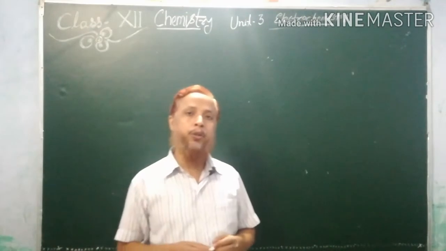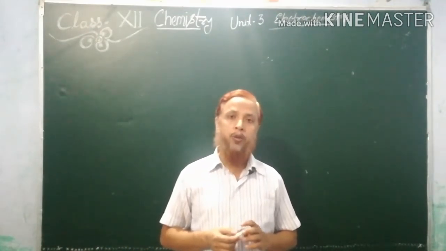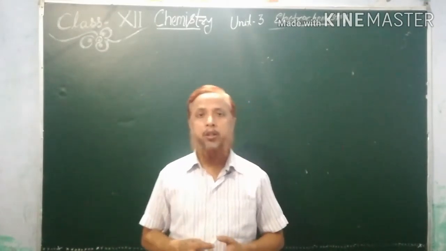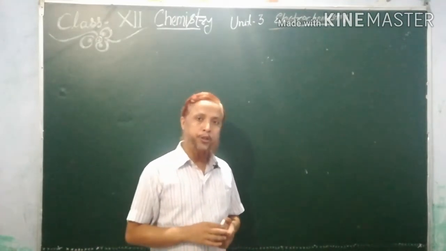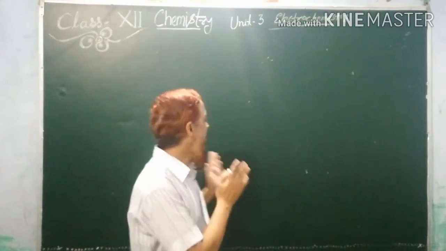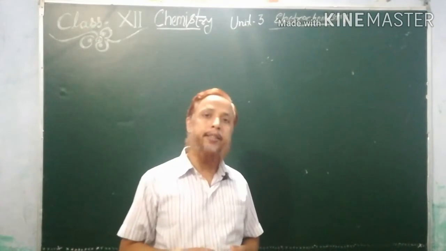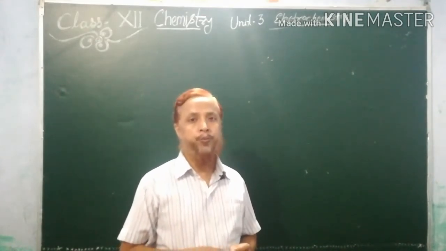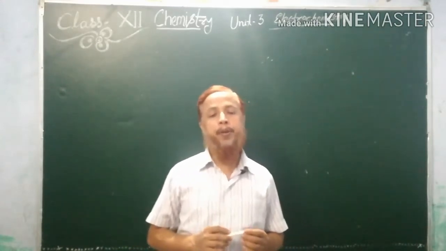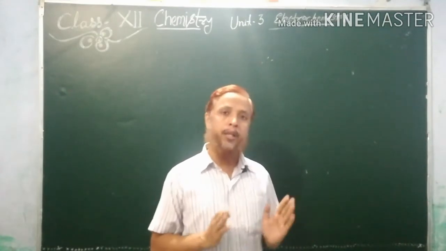In the first video of this chapter, you learned what a galvanic cell is, and from that video, now you know that at the anode oxidation takes place and reduction takes place at the cathode. In the galvanic cell, both electrodes are made up of metal.